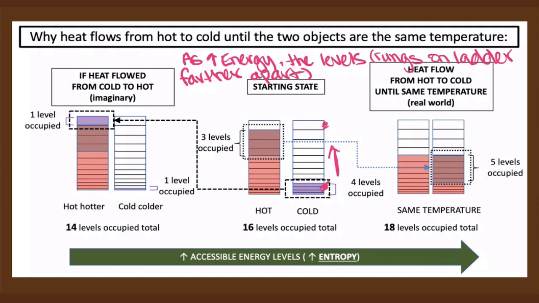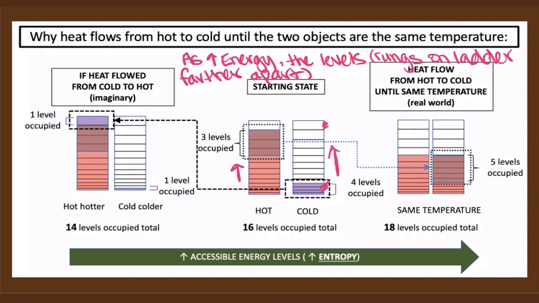In this picture, we're going to start in the middle. We're going to look at the middle picture, and we're going to say that we have one hot object. Because it's hot, it has more energy than the cold object. We are going to bring them in contact. So maybe you have an ice cube that goes into a hot frying pan. Let's look at the picture on the right.